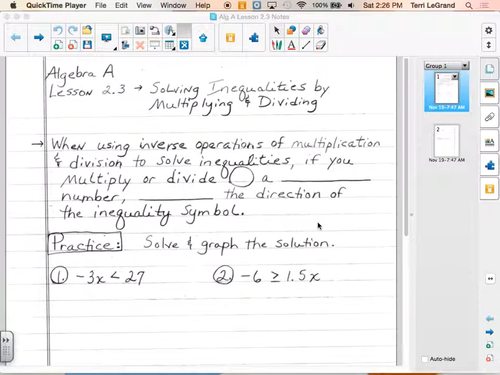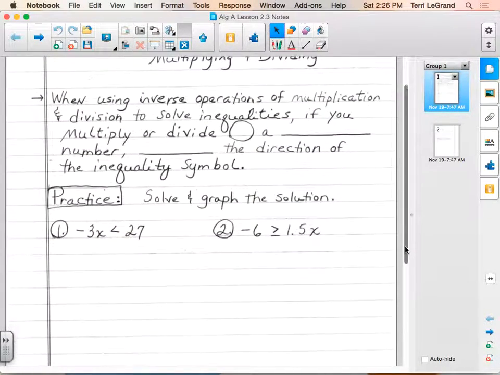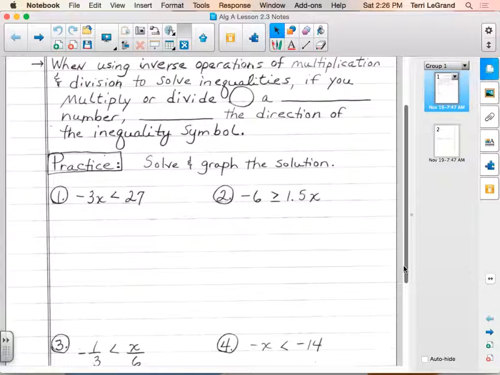Welcome to lesson 2.3. We'll be solving inequalities by multiplying and dividing. So we have something extra to remember here when we're solving inequalities that require the undoing of multiplication or division. We do them like equations. We still undo multiplication with division, and we undo division with multiplication. But we have to keep one extra thing in mind.